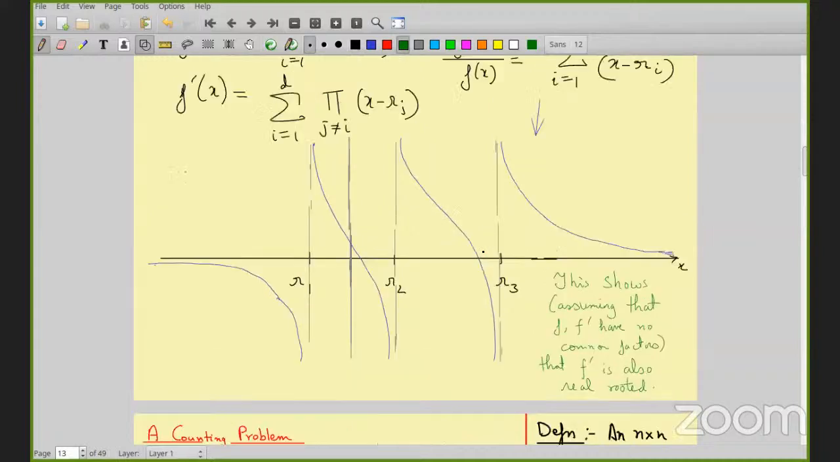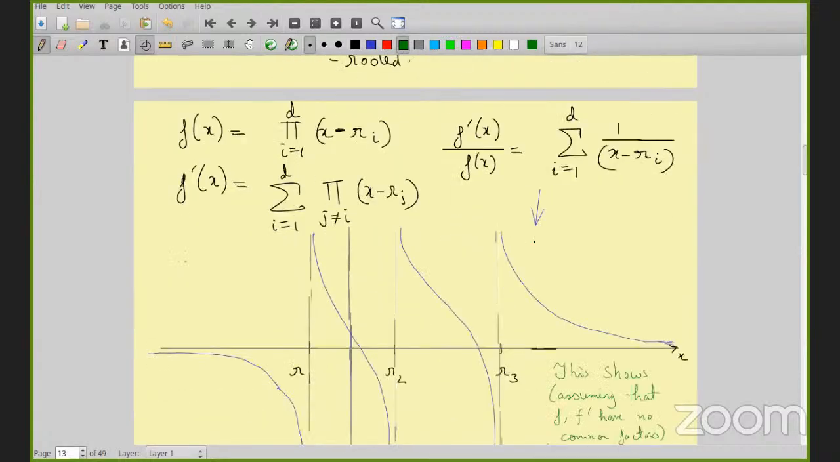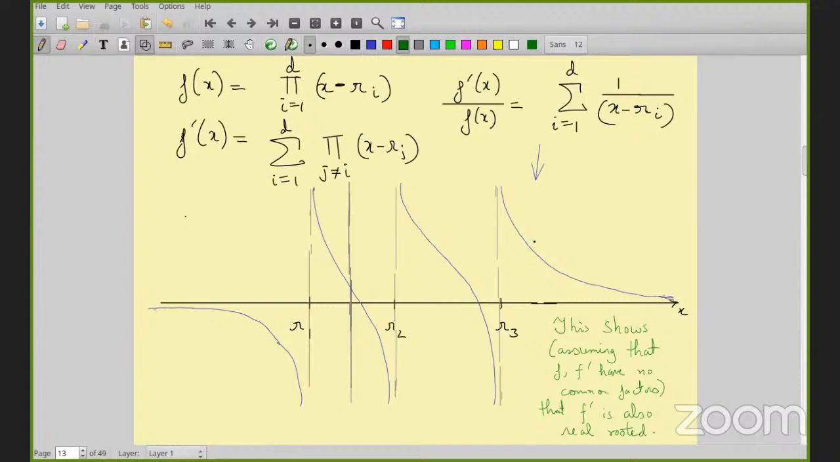But this is it. Now we want to do something. So this already shows us that this is real. But while we are at it, we also want to prove the complex generalization. That's called the Gauss-Lucas theorem. Before that, are there any questions about this?